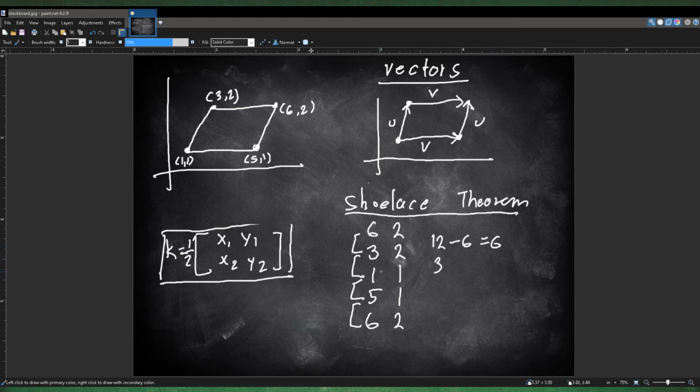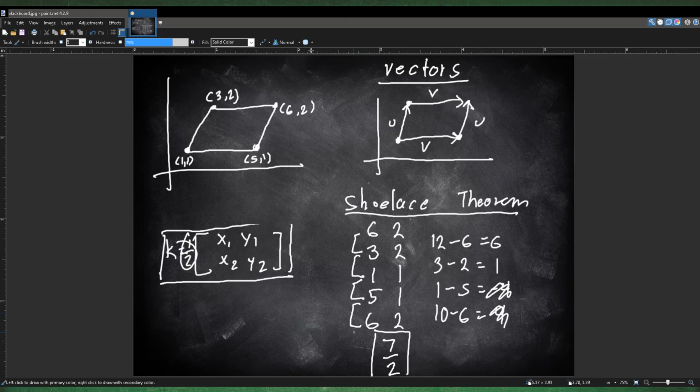That's a 1. So 1 times 1 is 1. 5 times 1 is 5, so 1 minus 5 is minus 4. 5 times 2 is 10. 6 times 1 is 6, so 10 minus 6 is 4. So then negative 4 and 4 cancel each other out. So 6 plus 1 is 7. Remember, there's a half in here, so we have to take half of it to get our area. So our area for this polygon is 3.5.